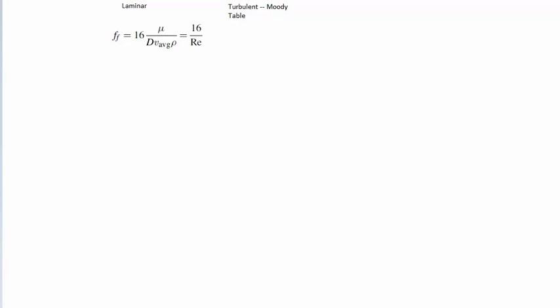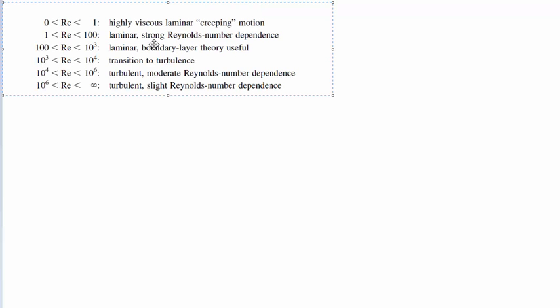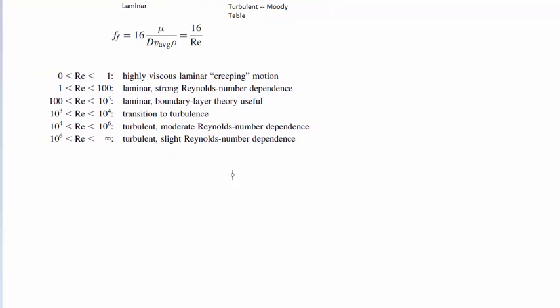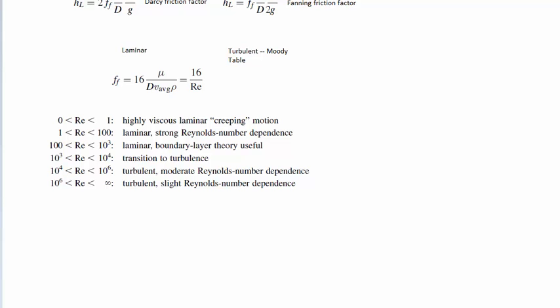So again, how do we know if something is laminar or turbulent? Well, that's a function of the Reynolds number. So depending on what your Reynolds number is, you're in a different regime. A high Reynolds number typically means you're in a turbulent regime. And depending on how turbulent you are, you depend more or less on the Reynolds number. If you're extremely turbulent, then we pretty much have to use the Moody table, or the Moody chart, which you'll see in a bit.